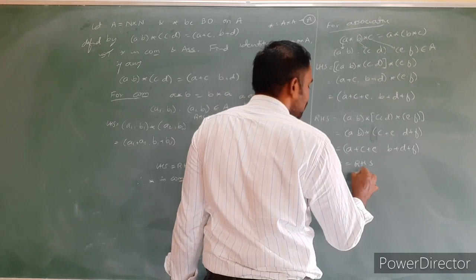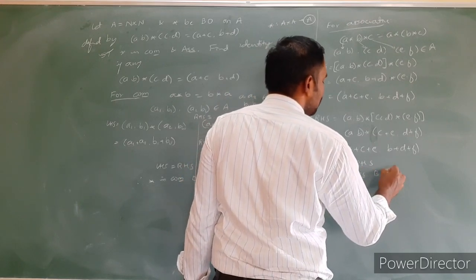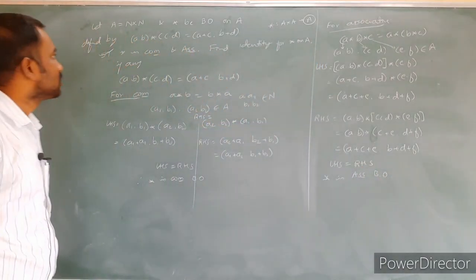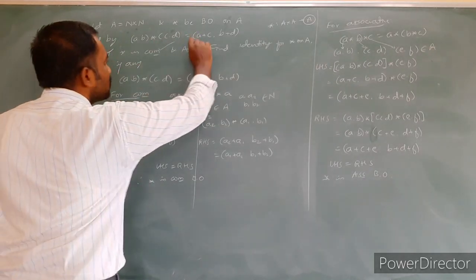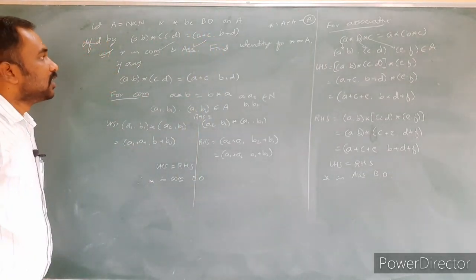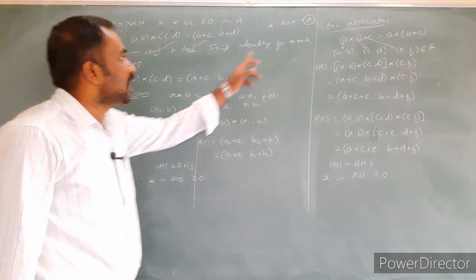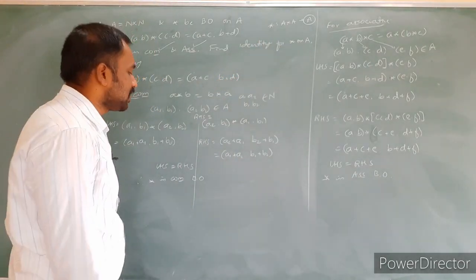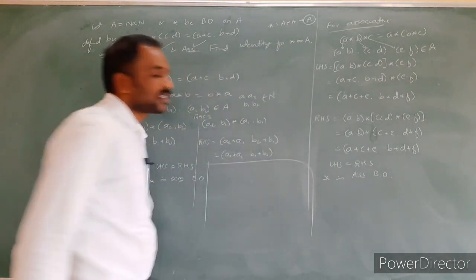Therefore, star is an associative binary operation. Commutative is over, associative is also over. Now our aim is to find the identity element for the set A on the binary operation star.